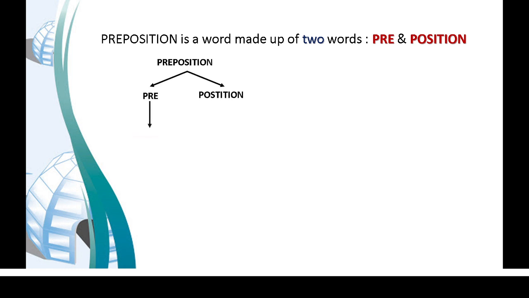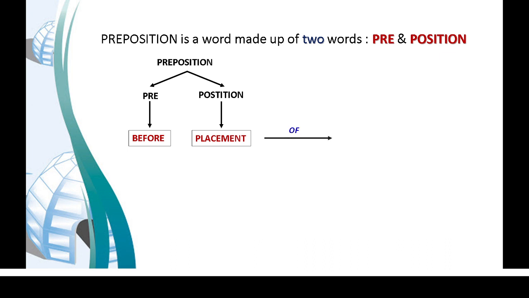Preposition is a word made up of 2 words, pre and position. Here you can see the word preposition. It consists of 2 words, pre and position. Pre means before, position means a placement.